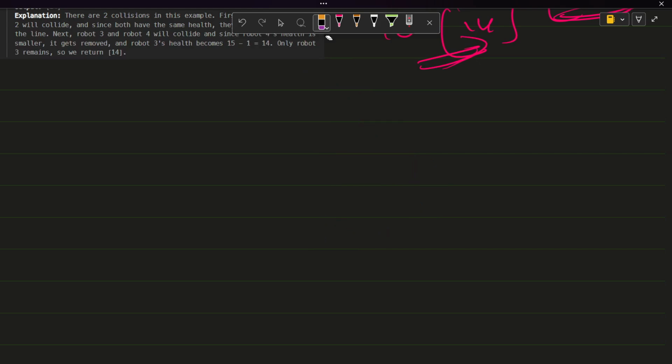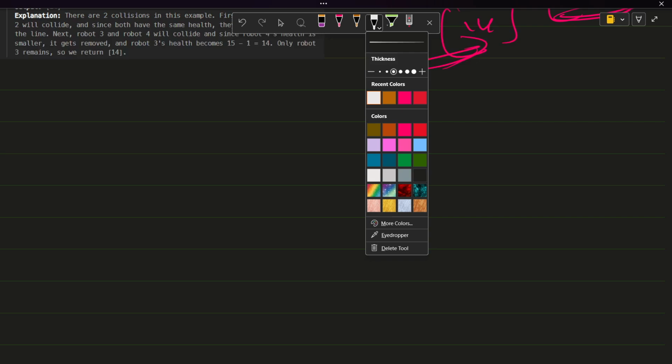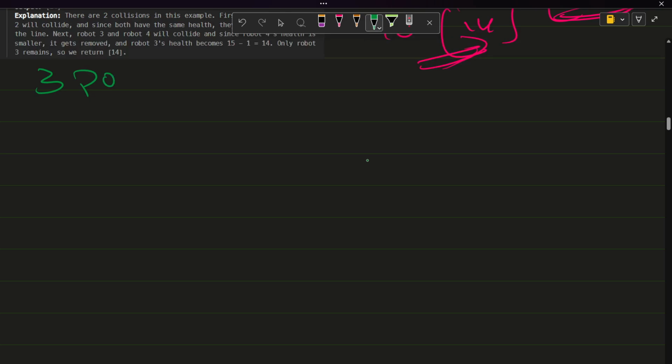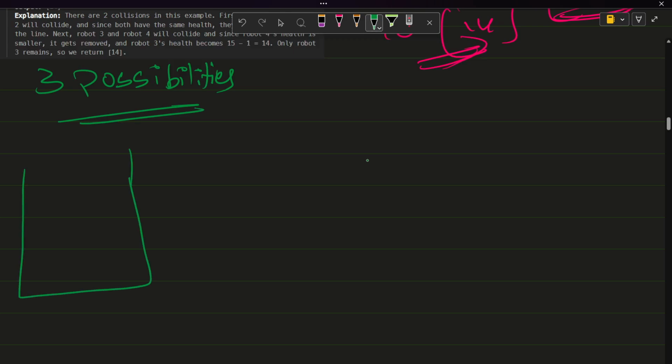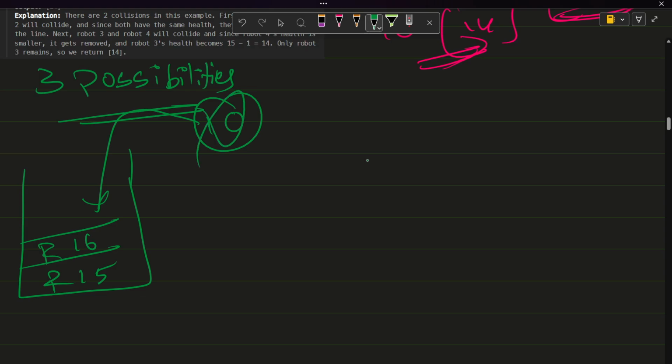How are we going to do this? Also, in the stack there will be only three possibilities. For example, in the stack we have, suppose, this one's health is 15, this one is 16, and all of these are moving right. And for example, suppose this comes, 10, then it will be compared with this one. This one is 16, this one is 10. This will be removed and it will be decreased and become 15.